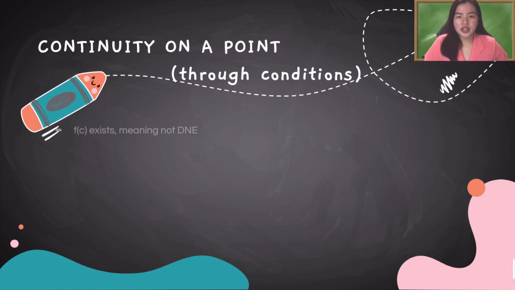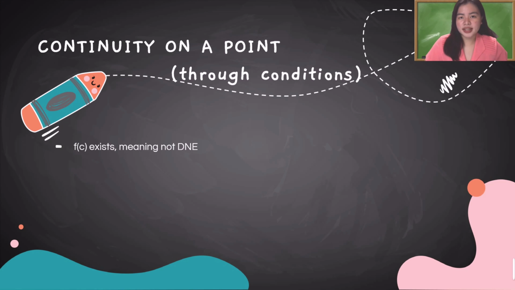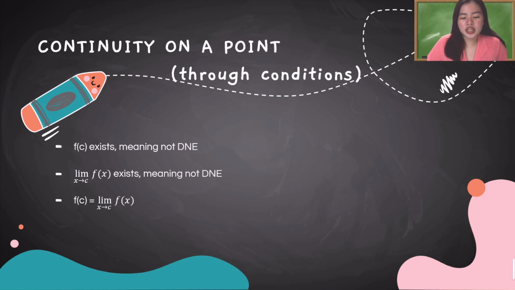The first condition is that f of c must exist, meaning not DNE. The second condition: the limit of f of x as x approaches c exists, meaning not DNE. The third condition states that f of c is equal to the limit of f of x as x approaches c. If the first two conditions are both DNE, applying the third condition would be wrong logic. DNE is non-existing and therefore we cannot provide an answer.